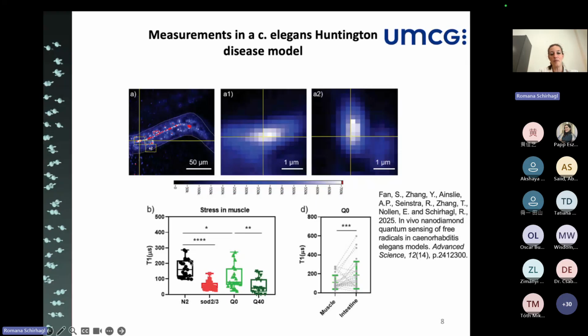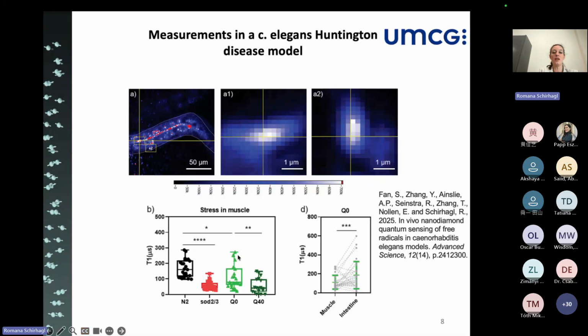And then we did some measurements. This is shown here in B, where we measure N2, the wild type worm. So these are our healthy worms. And then SOD, this is a positive control. Here we induce some stress. And indeed, if you induce some stress, then you can see the stress response. By the way, this is all data in the muscle here.